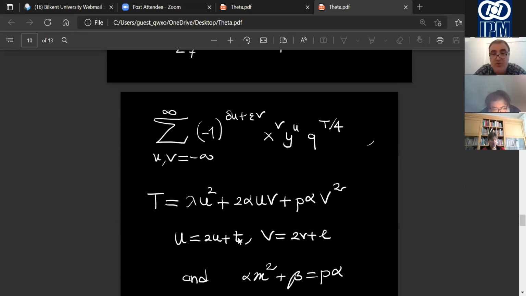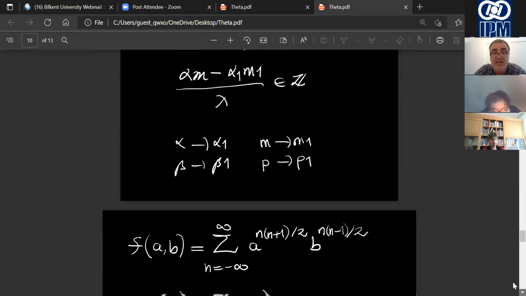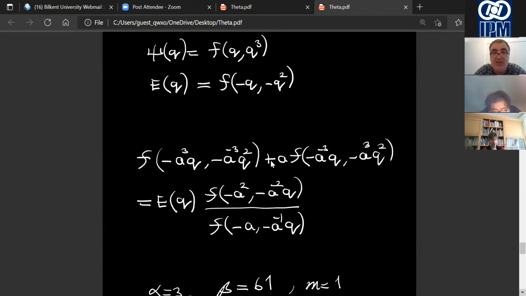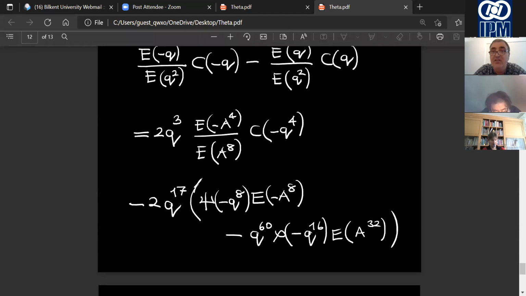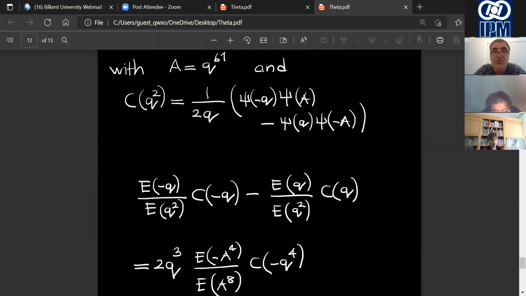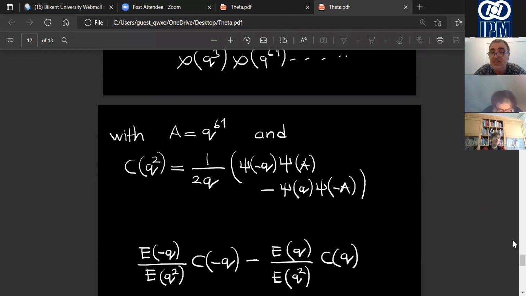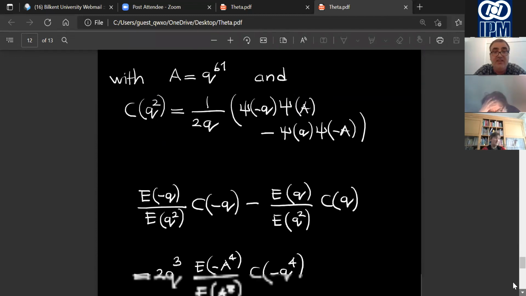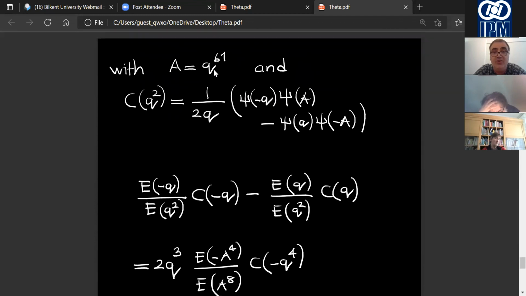So you actually make use of the fact that these are not integers, so that the terms that appear in my expansion, I can combine them into a single product, and I can get rid of cubes. What is left will be only an equation that involves Q and Q to the 61. So this is what we get. For simplicity, I'm going to put A to be Q to the 61, and C of Q squared is defined this way.